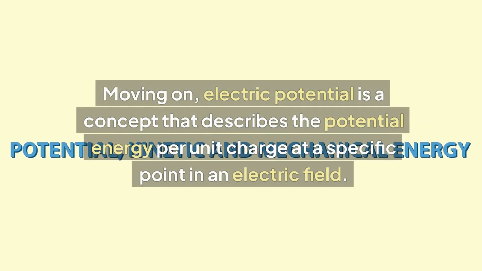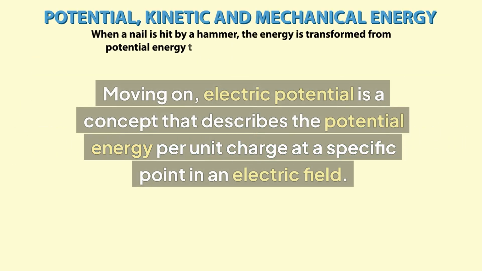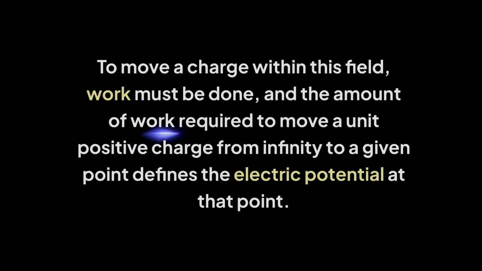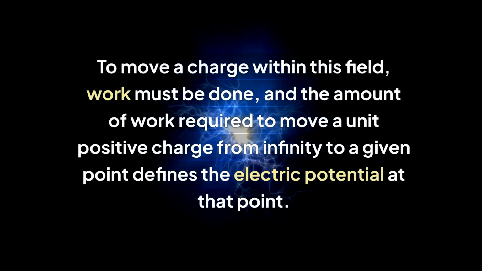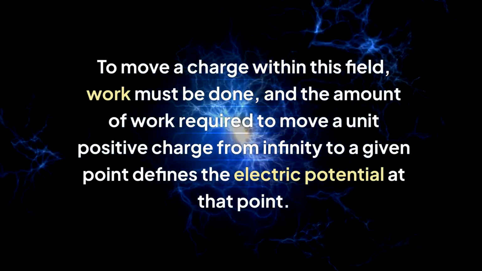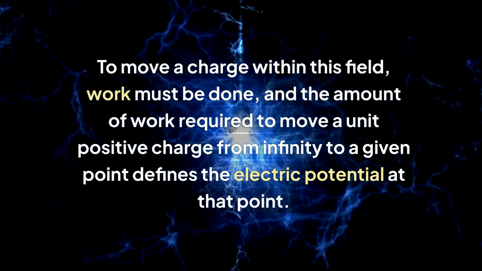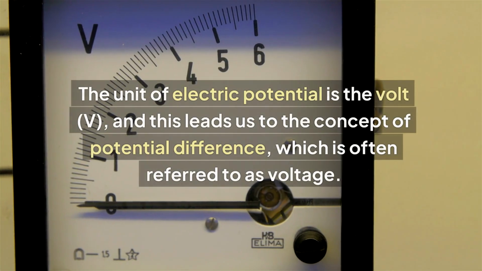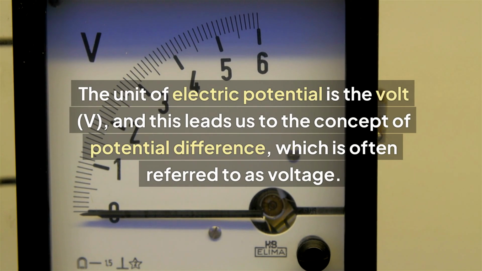Moving on, electric potential is a concept that describes the potential energy per unit charge at a specific point in an electric field. To move a charge within this field, work must be done, and the amount of work required to move a unit positive charge from infinity to a given point defines the electric potential at that point. The unit of electric potential is the volt, V.